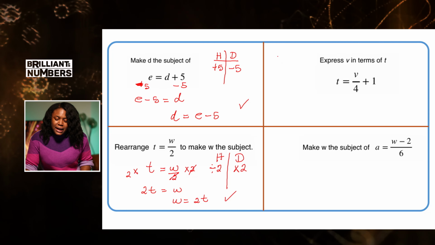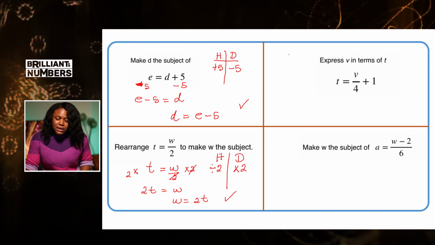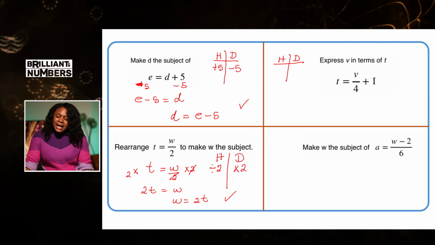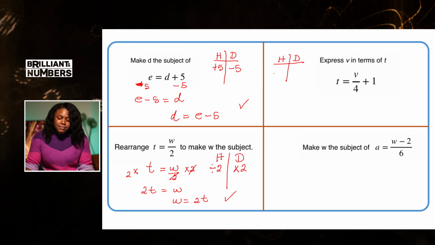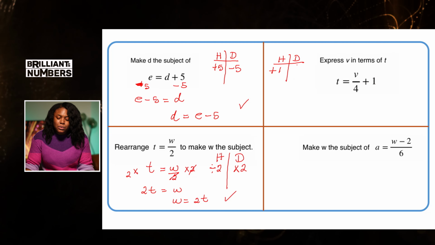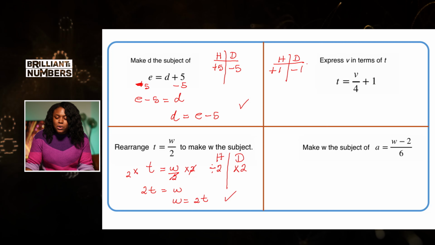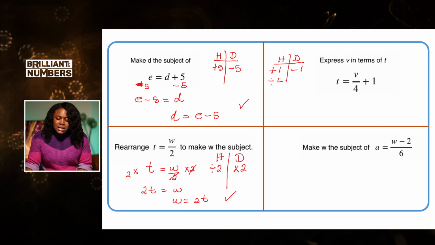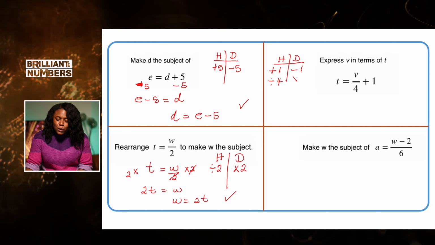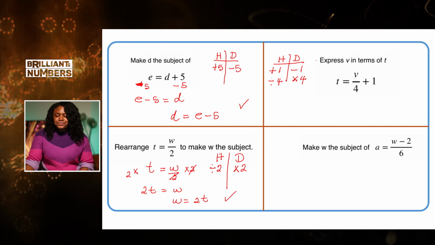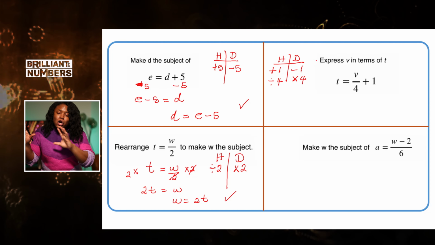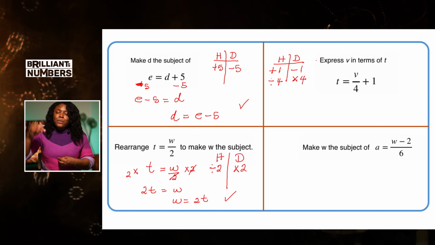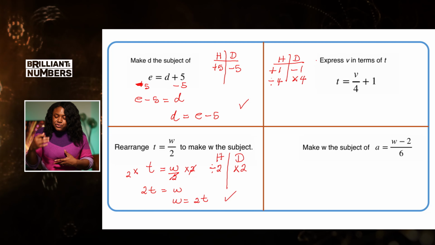So let's go ahead. We're going to write down what I have and what I need to do. So have and do. Currently, I am doing an addition by 1. So plus 1. We're going to need to minus 1. Also, I'm dividing by 4. So now I'm going to need to multiply by 4. I'm going to take care of my constant first, which is plus 1, so that now I will be able to have access to V.